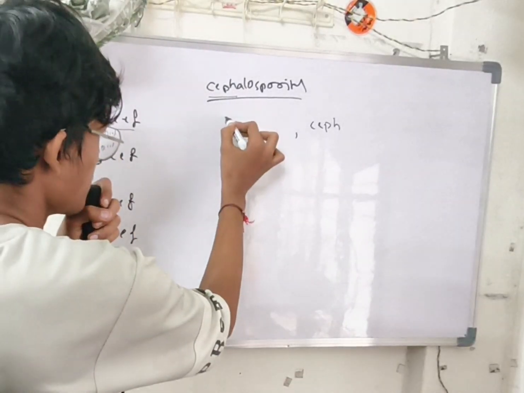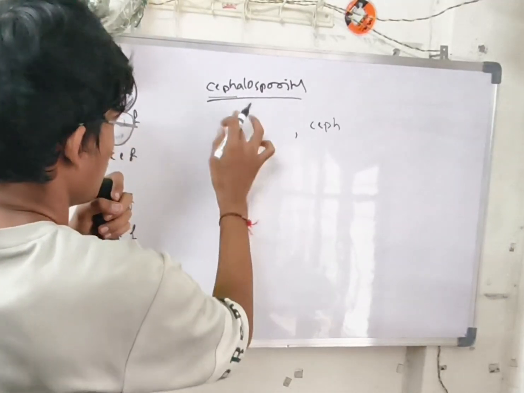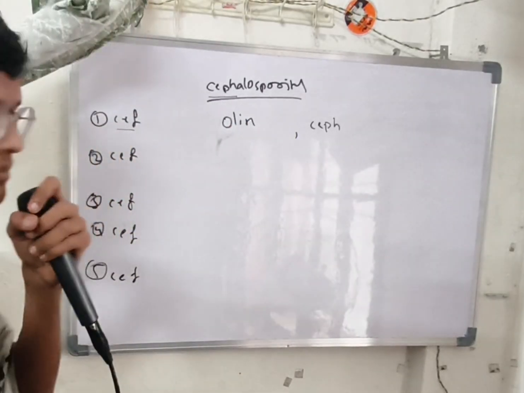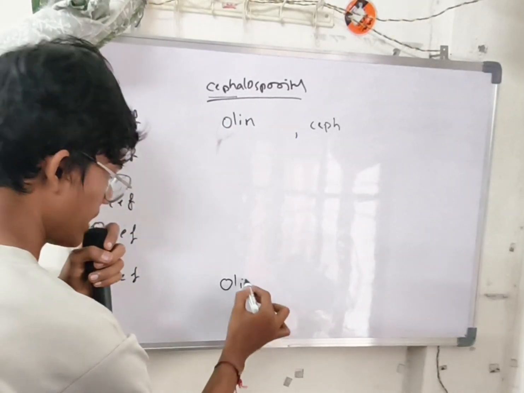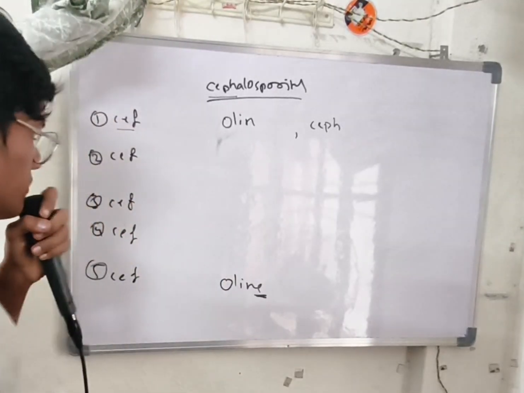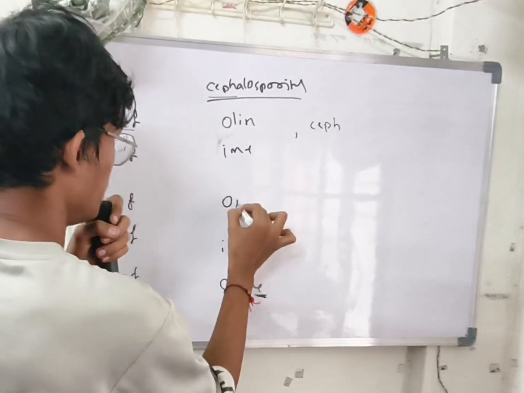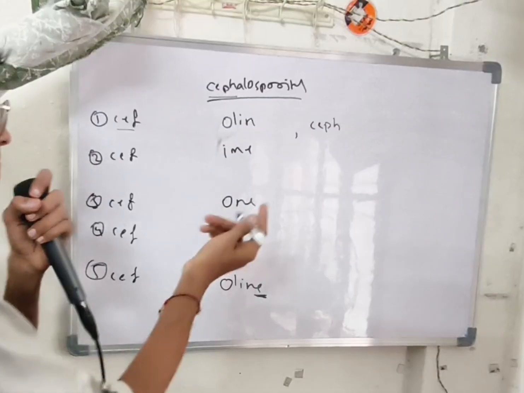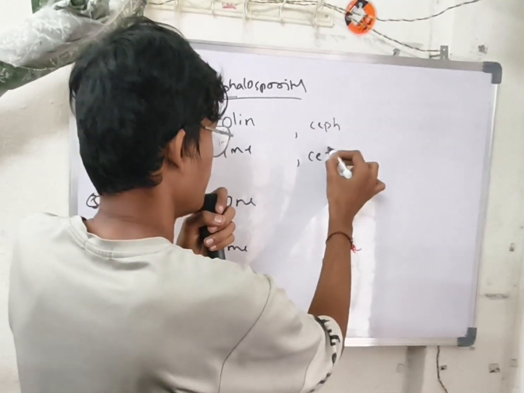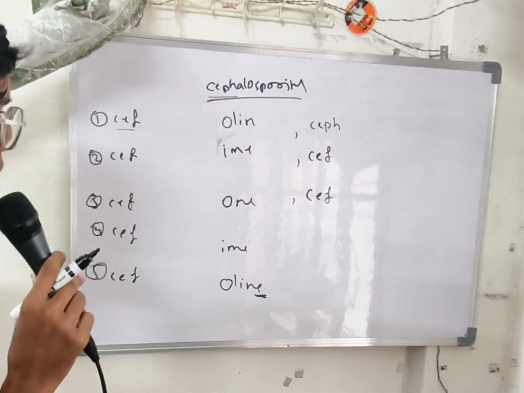Okay, in the first write cef, and in the last write cef. Don't forget to write the C. Okay, cef. Okay, then write IME and 1. Okay, then this is first, and in the second again write cef, and in the third also write cef. Okay, till now it's good.